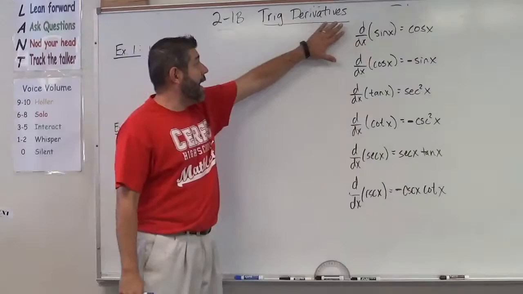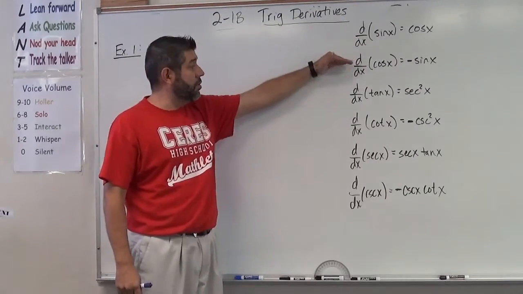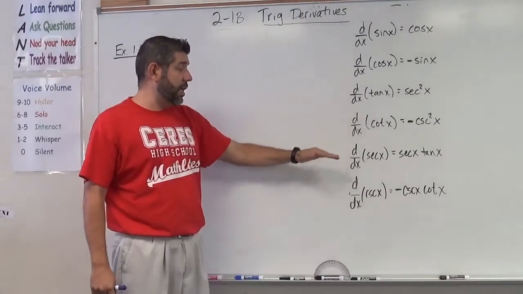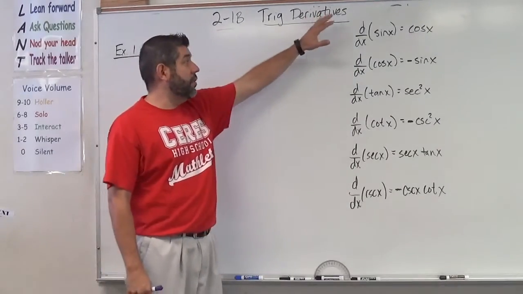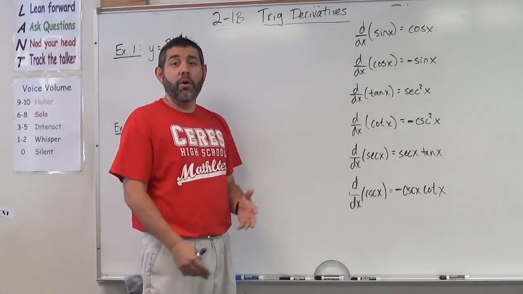So over here, I have all of the trig derivatives that you're going to need to know in this class. Derivative sine, derivative cosine, derivative tangent, derivative cotangent, derivative secant, and derivative cosecant. If you don't know these yet, here they are. Learn them. I'm not going to go through all of them. I am going to go over a few examples.